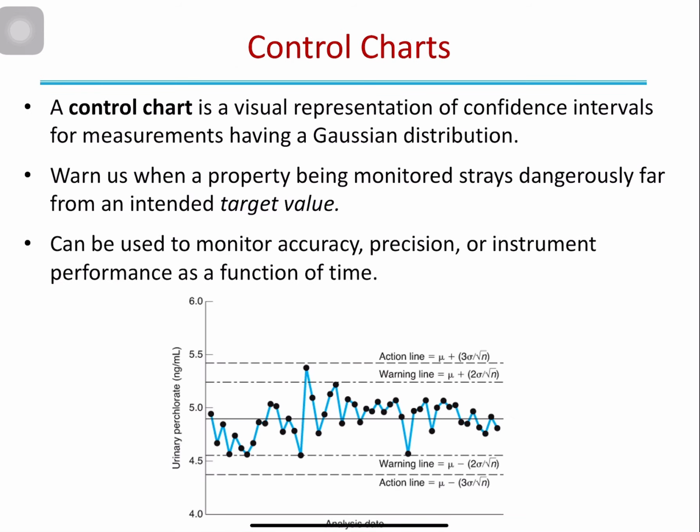In order to monitor the accuracy, precision, or instrumental performance, a control chart can be created for the analysis. So what is a control chart exactly? A control chart is a visual representation of the confidence intervals for measurements having a Gaussian distribution. Let's have an example to see how a control chart is created.